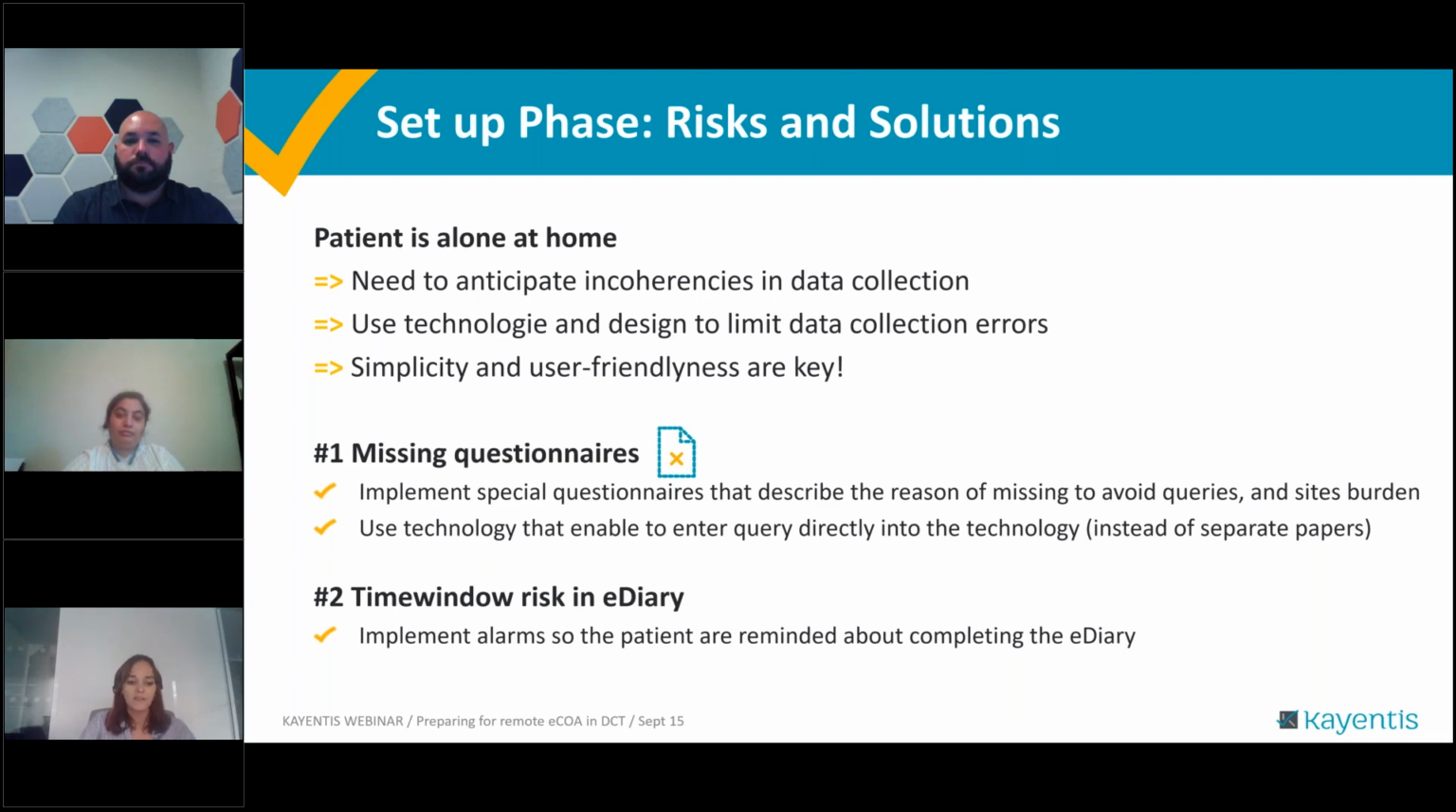What is the problem here? Normally there is a time window, so the questionnaires are going to open and are going to close. Sometimes if the patient forgets to complete it on time, the questionnaire will close and then it will be missing, so there will be missing data. So in this setup phase, we need to think about, for example, implementing some alarms, so the patient will be reminded about completing the diary, and like this we will avoid missing data.